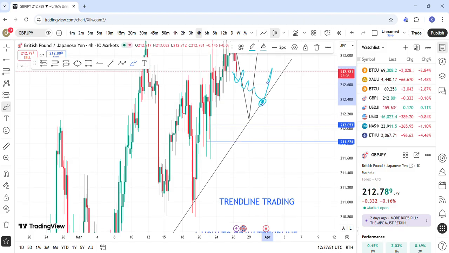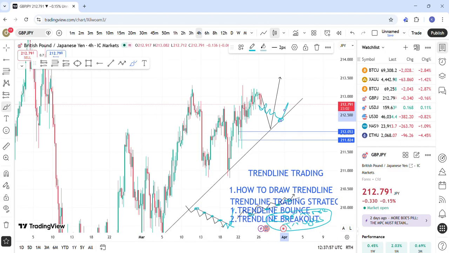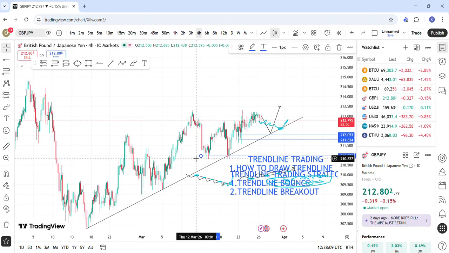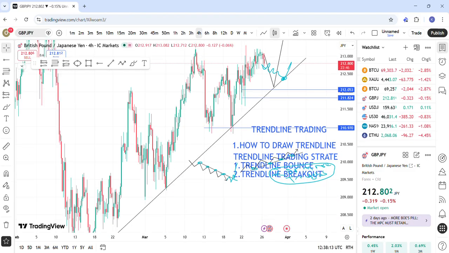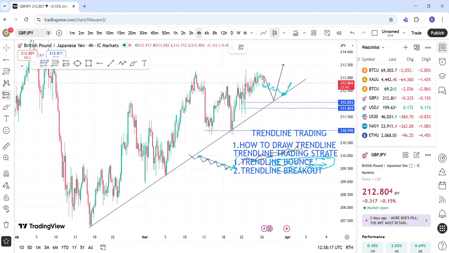So this is it for trendline bounce. So if you can see here, this here happened from a trendline bounce. So let's mark out our Fibonacci too from here to here. So these are our two.